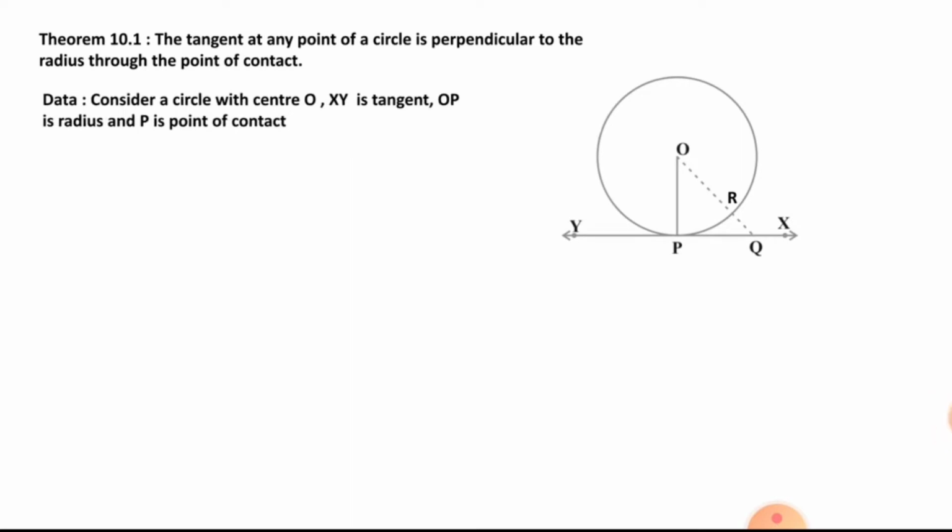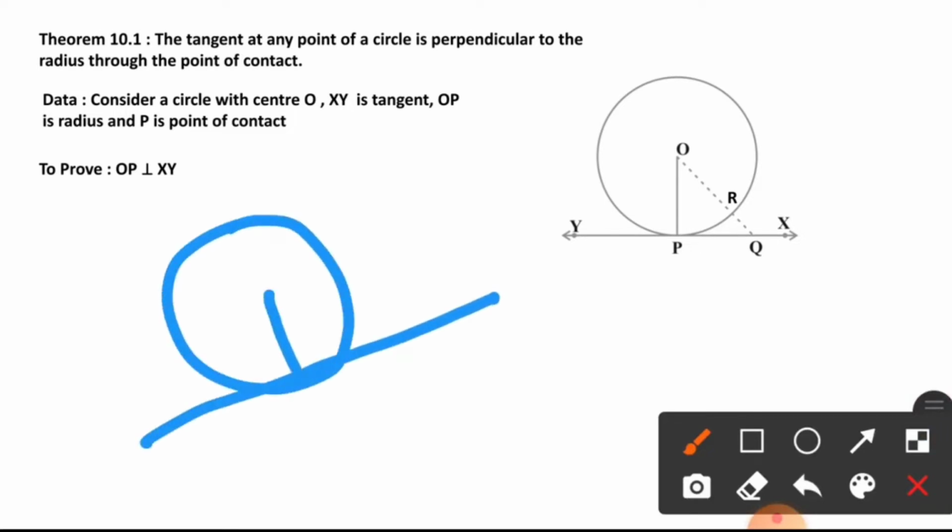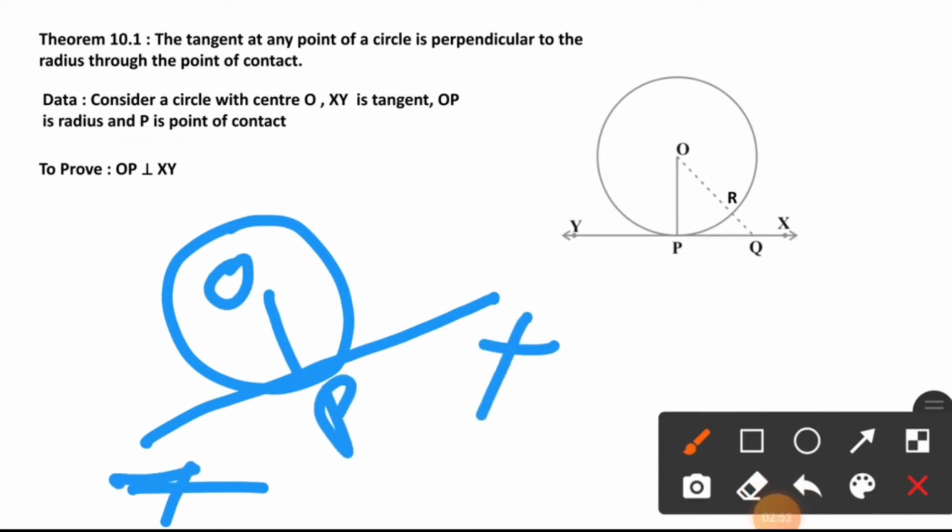So here it is data. Consider a circle with center O and XY is a tangent, OP is a radius and P is a point of contact. Then what do I need to prove? I need to prove that here there is a circle, this is a tangent XY, and this is a radius, and this OP is perpendicular to this XY. That I need to prove.